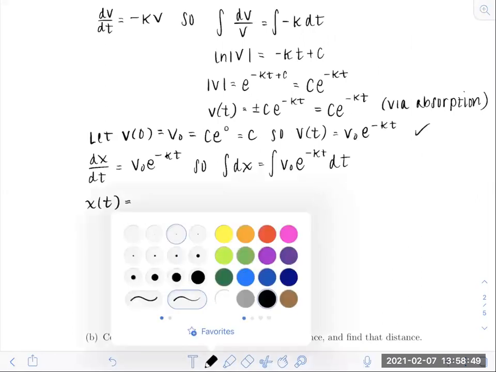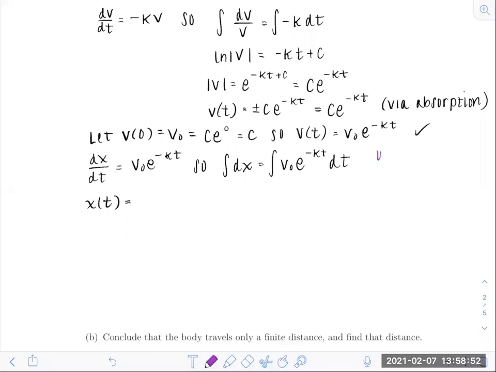And then if you wanted, I'll write it in a different color here, you could run through and do u equals negative kt so that du is negative k dt, or dt equals negative 1 over k du. Now I'm going to write this in parentheses here because I'm perfectly happy with you bypassing that u substitution so long as you recognize that you're going to kick out a negative 1 over k. So I probably wouldn't show it, and I would write this as negative v naught over k e to the negative kt plus some constant of integration here.